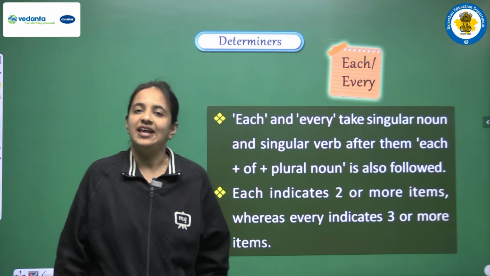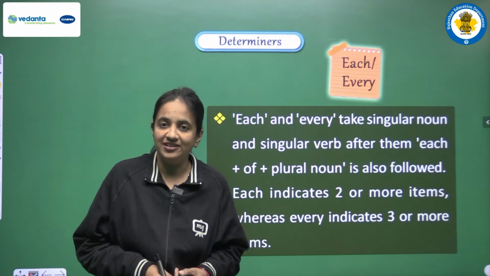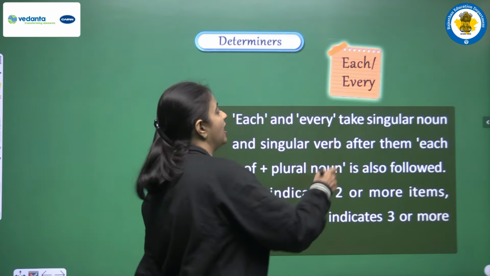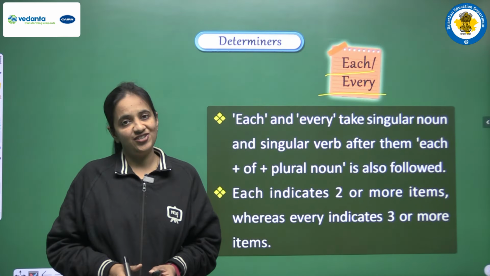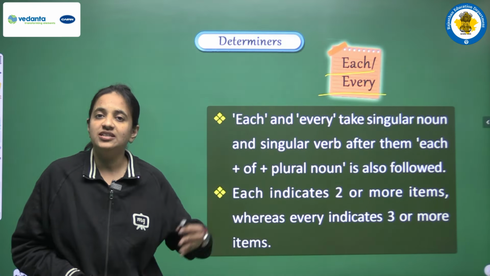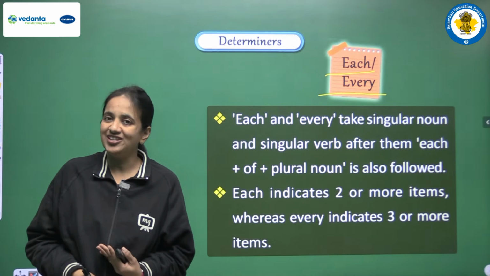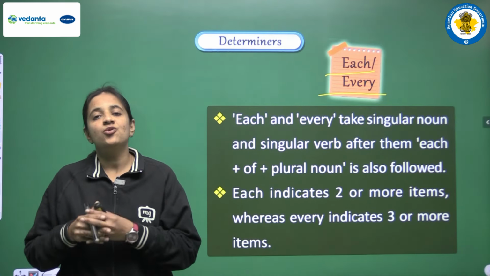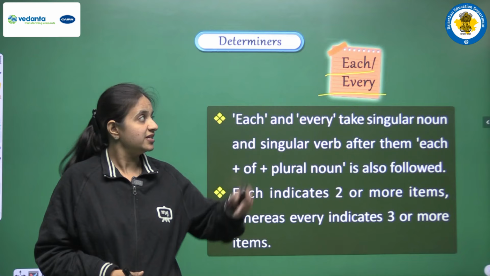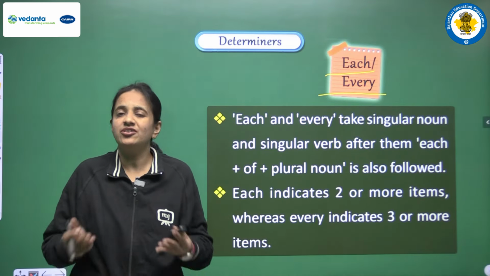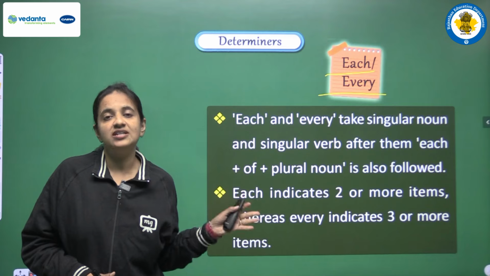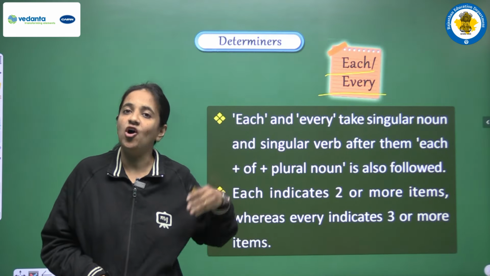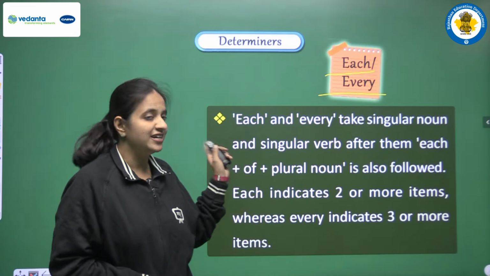So students, the next determiners that we have here are two words, each and every. It's a very common pair, each and every. We always use these words in our day-to-day language and conversation. What do these two words actually mean? What is the difference between each and every, and where can we use these words as determiners? We will cover all these things. So now let's begin, let's read.